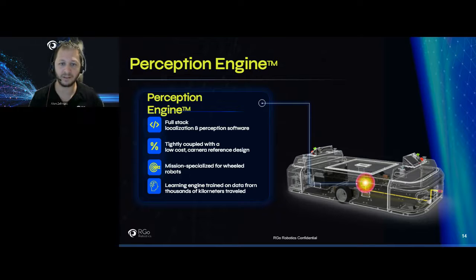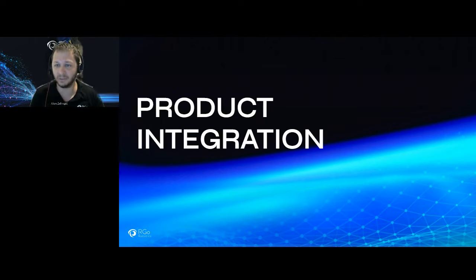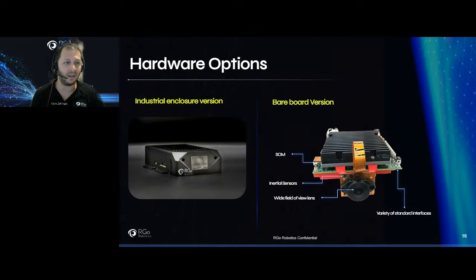Next, I'm going to talk to you about the product integration. So how the product looks and how to integrate it. From the hardware standpoint, we are mostly focused on two versions. The first one, on the left, is the industrial enclosure version, which means that every machine or every robot can integrate the perception engine as a retrofit, basically mounted wherever it suits, as long as the camera sees something.